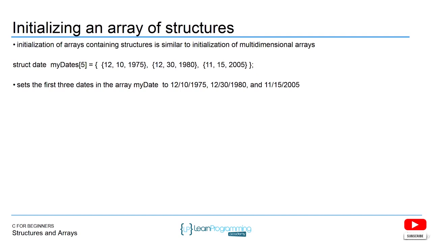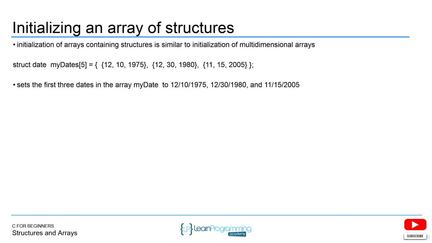In this example, we're creating a myDates struct of type structure date. It's going to be of size 5, and then we're going to initialize only the first 3 elements. And so we do it just like a multidimensional array. We have those curly braces inside. And so the first element in the myDates array, which is sub 0 index, we're going to say the month is 12, the date is 10, and the year is 1975.